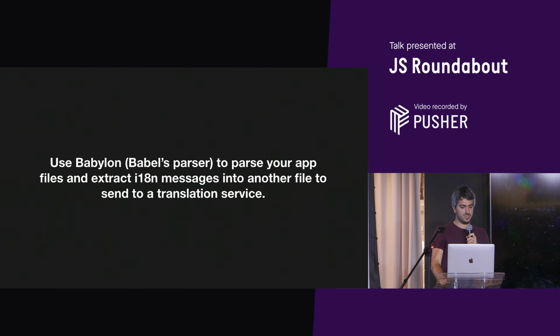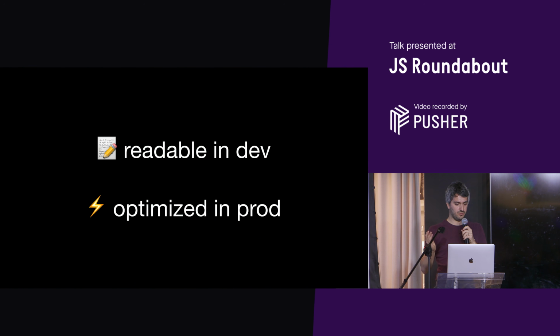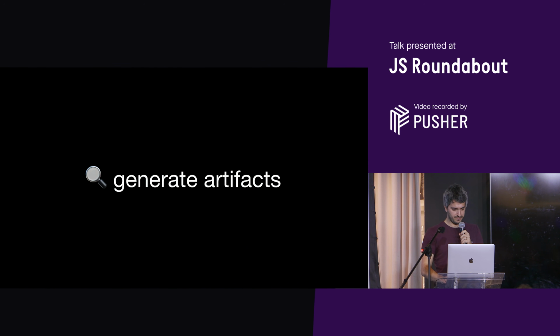You could use Babylon, which is Babel's parser, to parse your application and extract i18n messages statically written in your code, as variables for example, and extract those into a file in a format that is suitable to send to a translation service in an automated way, so you don't have to write them twice. So in general, whenever you have something that should be readable in development, but should be optimized for production, that's probably a good use case for writing an AST plugin if it's not written already.